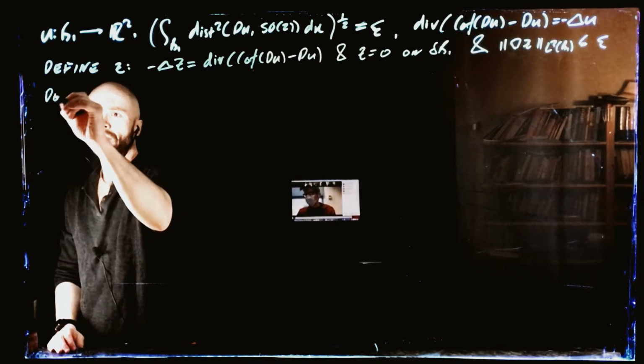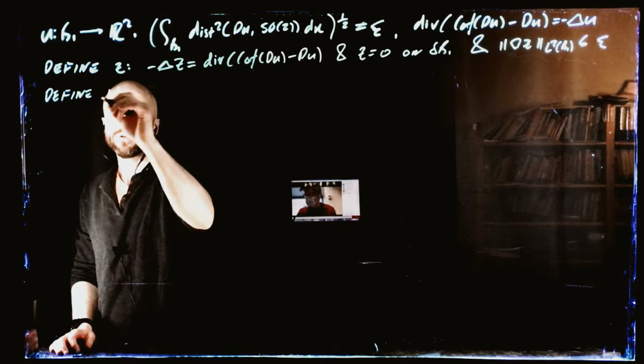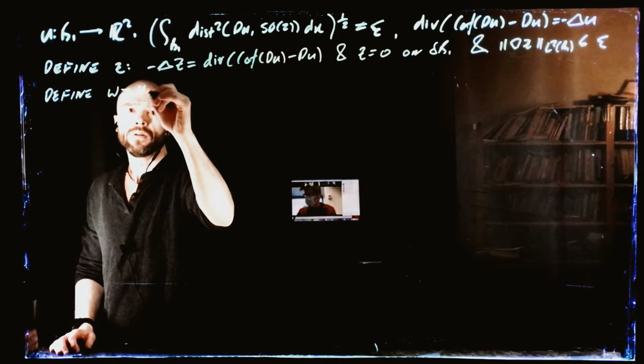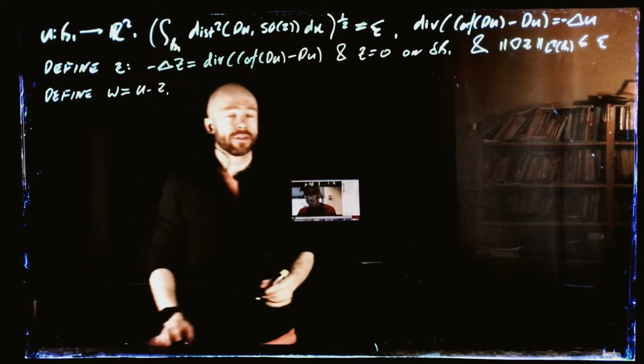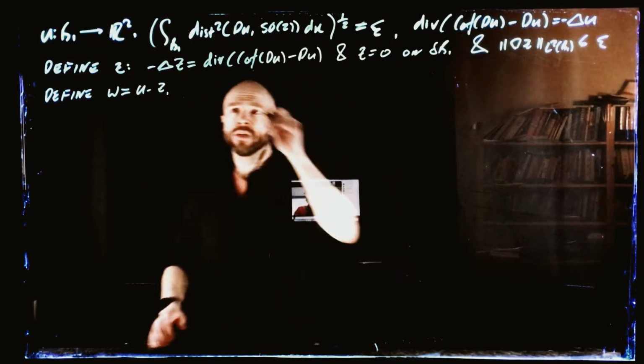So we defined w to be u minus z. It has the same hypothesis. It is harmonic by this assumption. Yeah?